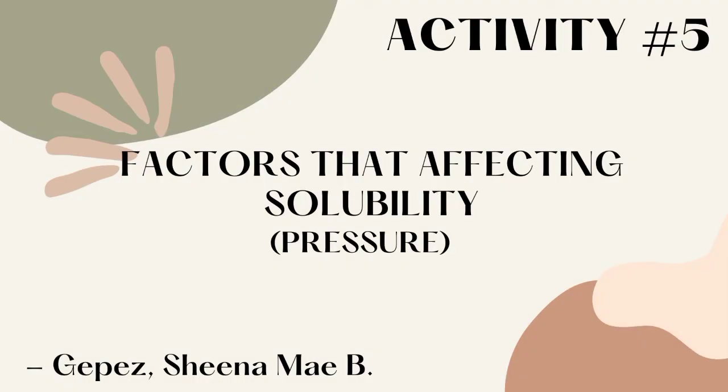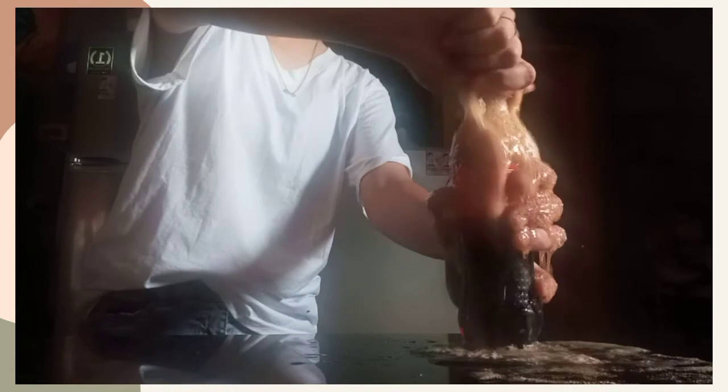Activity 5 entitled Factors Affecting Solubility: Pressure. For this activity, we need a carbonated drink. So first, I shake a bottle of a carbonated drink and then uncap the bottle and observe.